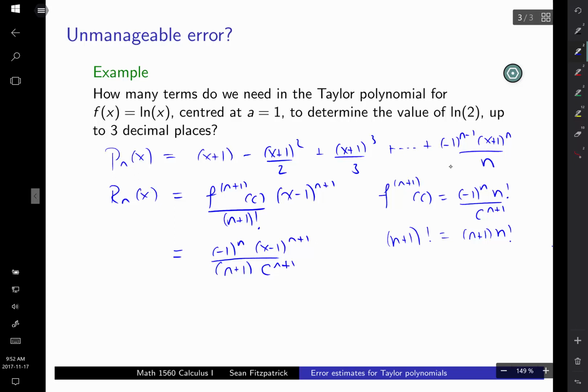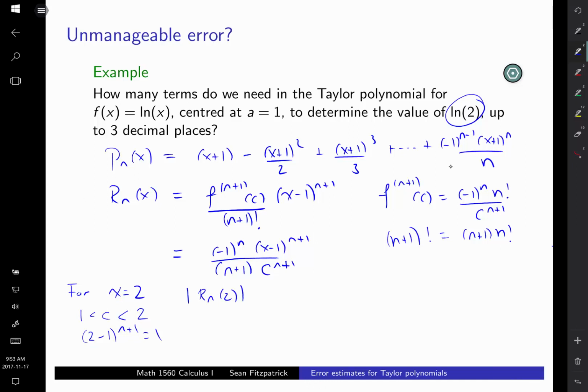Okay? So for x equals 2, which is what we're interested in, right? We're interested in log 2. We know that c has to be somewhere between 1 and 2. And so the remainder, well, 2 minus 1 to the n plus 1 is simply 1. So the absolute value of our remainder, well, the absolute value is going to destroy that minus 1 if it's there. And then 1 to the n plus 1, just 1. We get 1 over n plus 1 times c to the n plus 1.